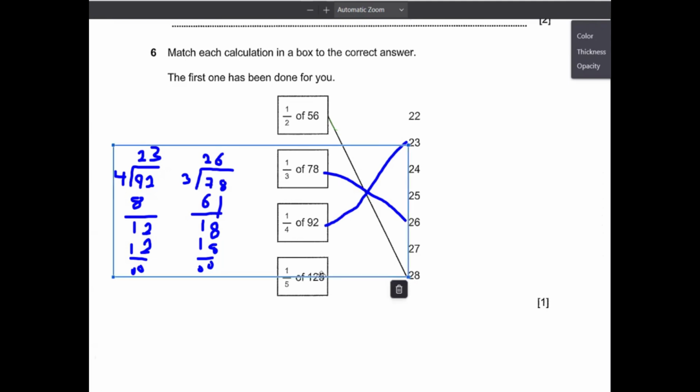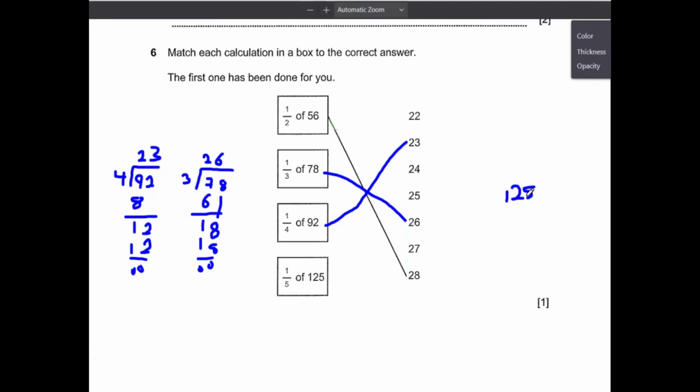Then the last question, you have got a fifth of 125. You can divide 125 by 5. You've got here 10, it's equal to 2, and remainder 2. You add the 5, and you have already 25. 25 divided by 5 is equal to 5. So this one goes with the 25.